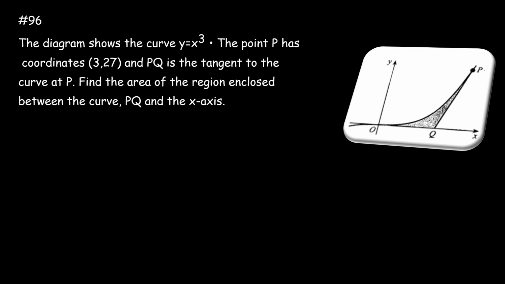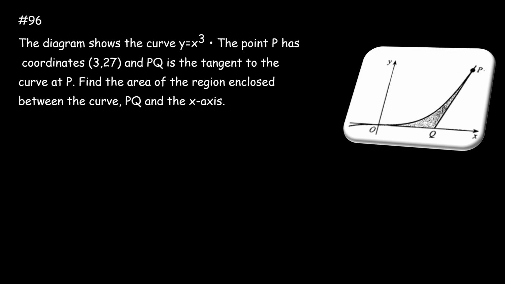Question 96. The diagram shows the curve y equal to x cubed. The point P has coordinates 3 and 27. And PQ is the tangent to the curve at P. Find the area of the region enclosed between the curve, PQ and the x-axis.